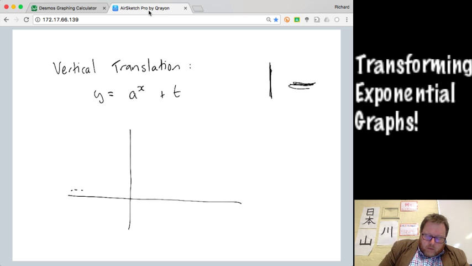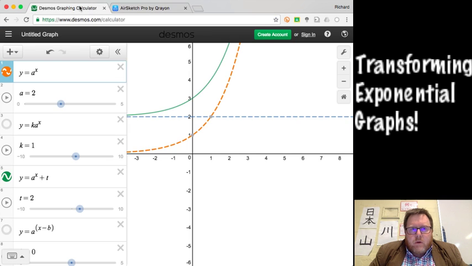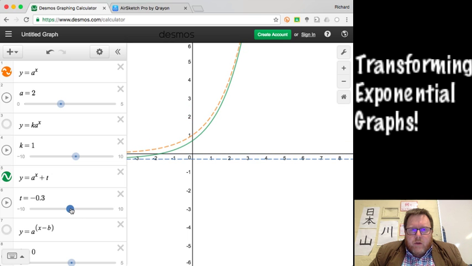If this was the original graph, then a vertical translation increases it by a value of t. Now, what didn't I do? I didn't do negative. What do you think negative is going to do? The same, right? It'll just go underneath the basic. So that's obvious, I hope.